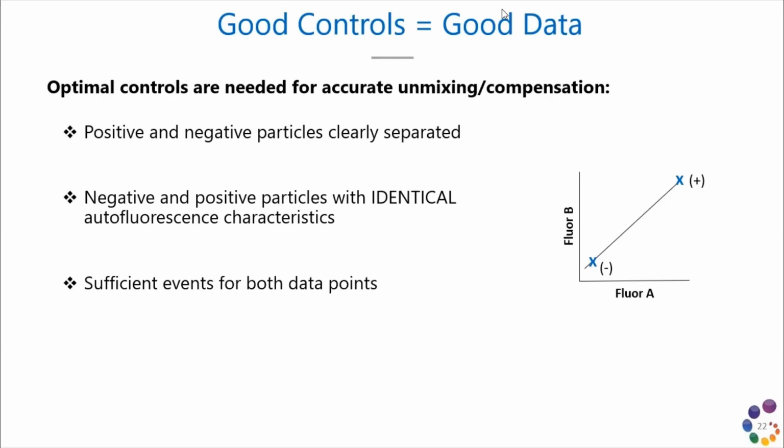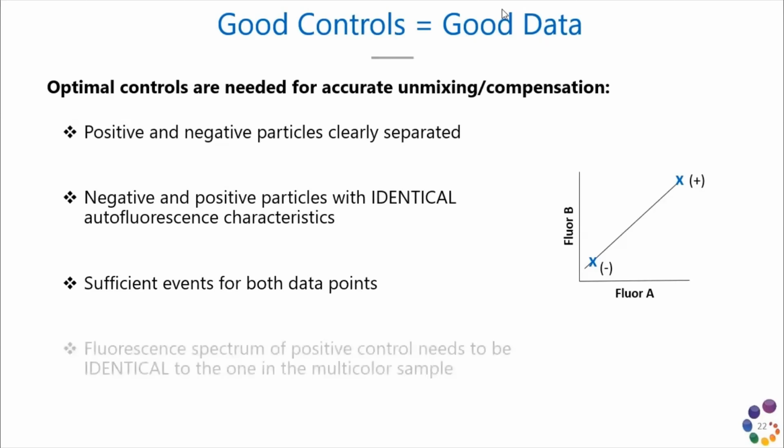Next, you need to make sure you record enough events for both particles. If you only record a few hundred events, it's going to be challenging to get an accurate estimate of the median fluorescence intensity for those particles. But if you record a few thousand, or even 10 or 20,000, you'll have a much better sample size to work with. Finally, you need to make sure that the fluorescence spectrum of the positive control is identical to the one in the multicolor sample. If it's not, you're going to encounter unmixing errors in your multicolored data that you'll have to manually correct.